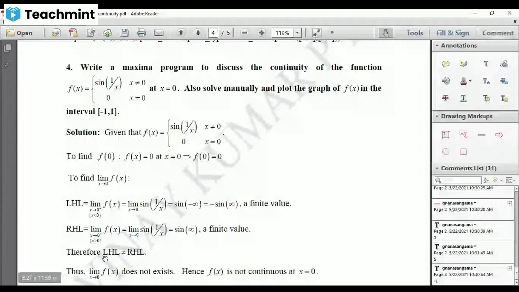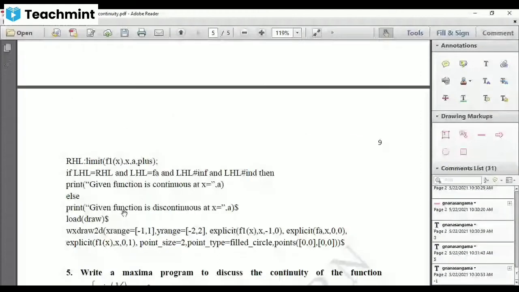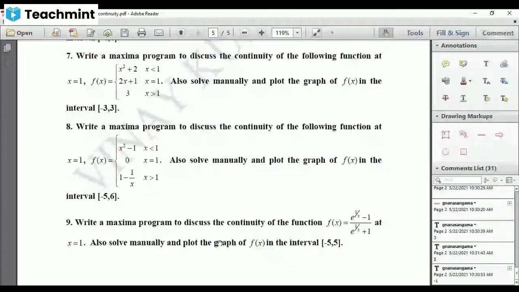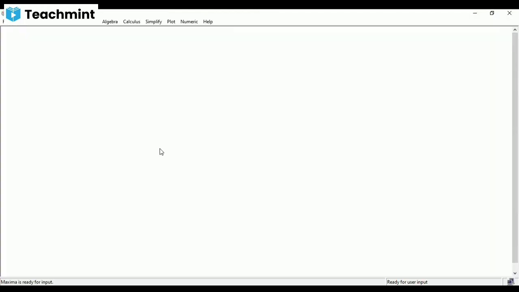As usual, same thing. Your a is 0, f of a is 0. That's it. You draw the graph and you'll get it. I've given some exercises. You see them. Now we'll solve these and execute the maximum program.